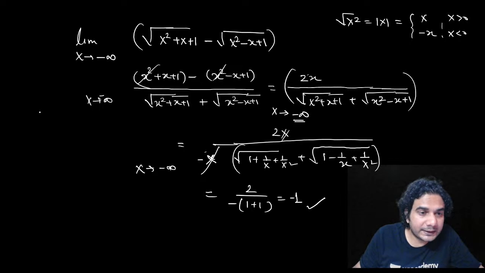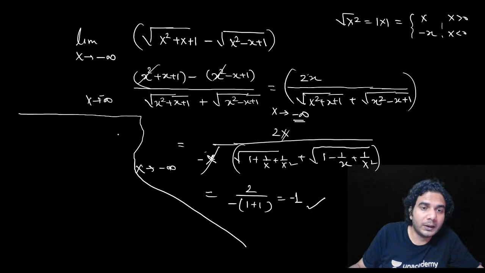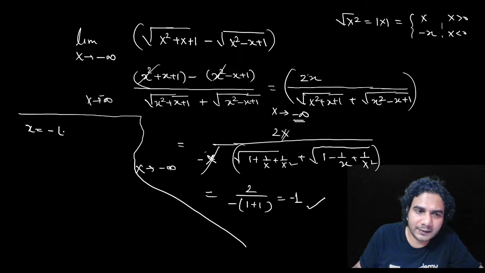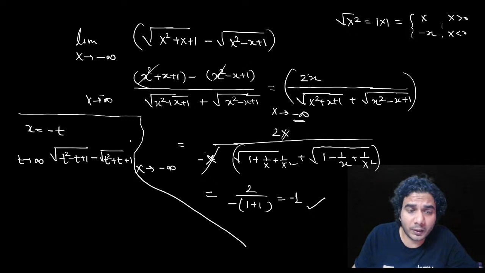Got it? Okay. See, another way of doing this: by mistake you can make this error, so always make a rule of replacing x equal to minus t in the original question only. If you do so, then the limit will become t approaching plus infinity, and then your question will become under root of t square minus t plus 1 minus under root of t square plus t plus 1. Then you don't need to take care of the mod and all.